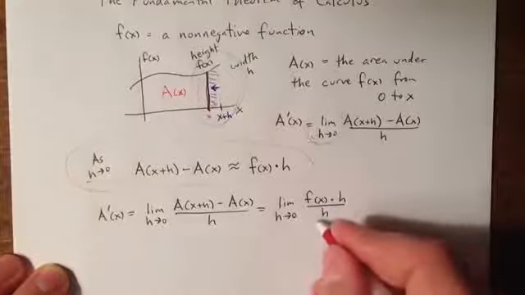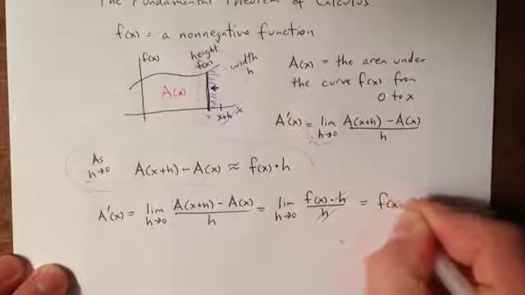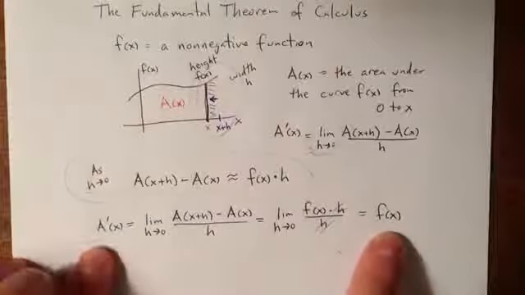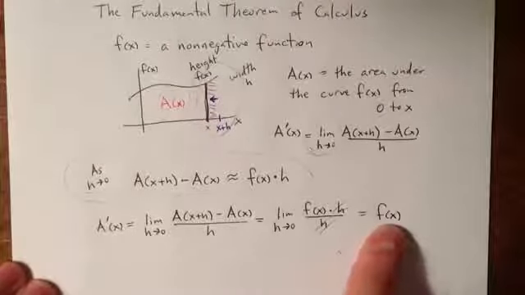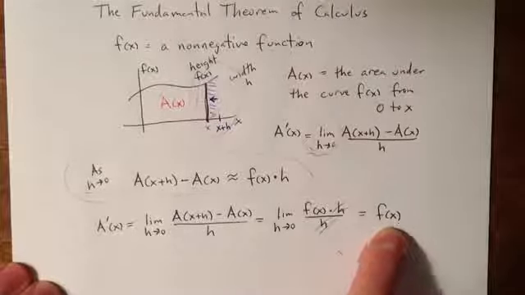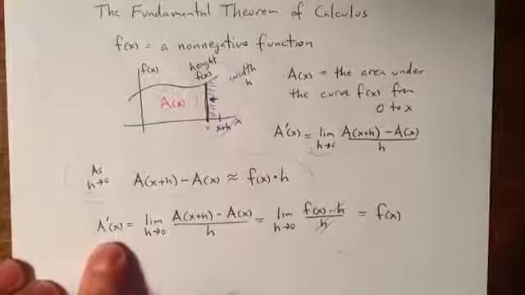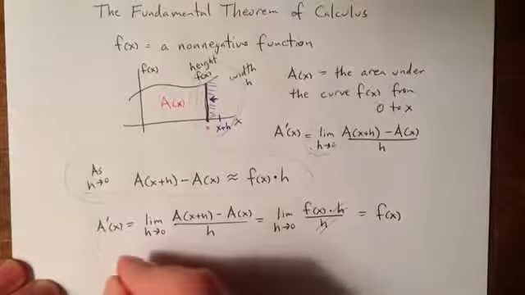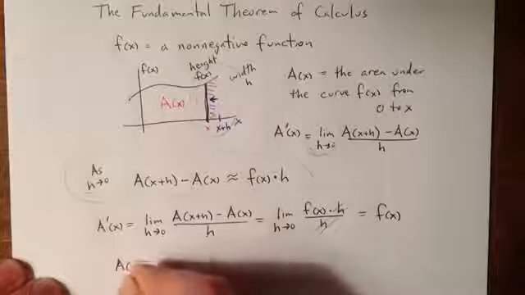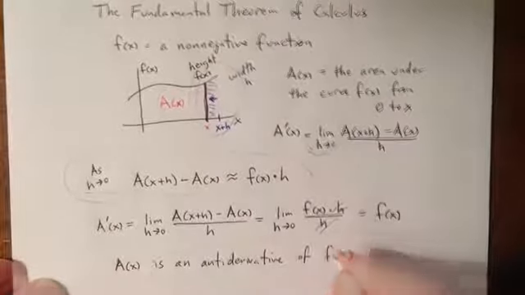But of course, the h's now can cancel, and we get f of x. And it might not seem like it, but this is a pretty big deal, because what this is saying is that the function f of x is the derivative of the area function. Another way to look at it, the area function is an antiderivative of the function f of x. A of x is an antiderivative of f of x.